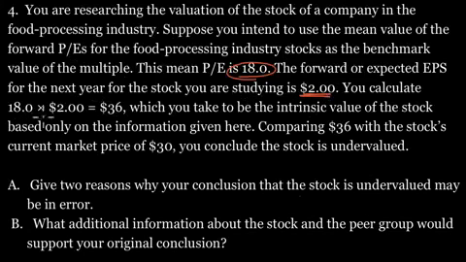You calculate 18 times 2 is 36, which you take to be the intrinsic value of the stock based only on the information given here. Comparing $36 with the stock's current market price of $30, you conclude the stock is undervalued. A, give 2 reasons why your conclusion that the stock is undervalued may be an error.